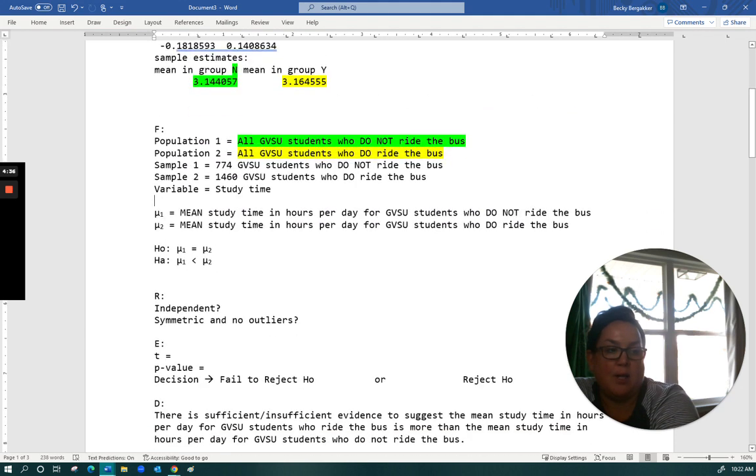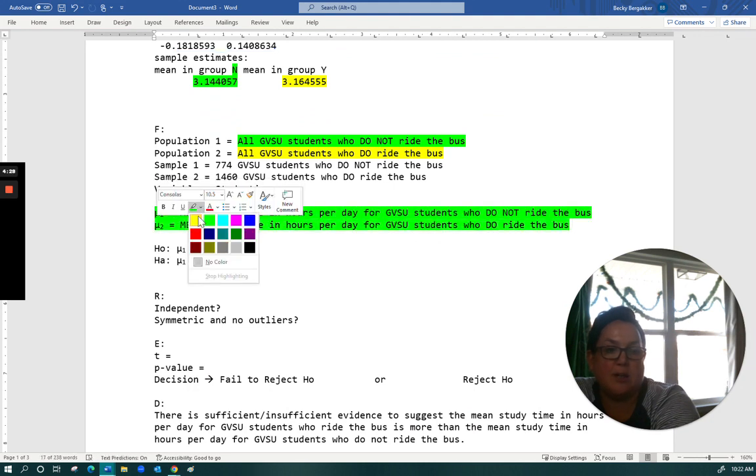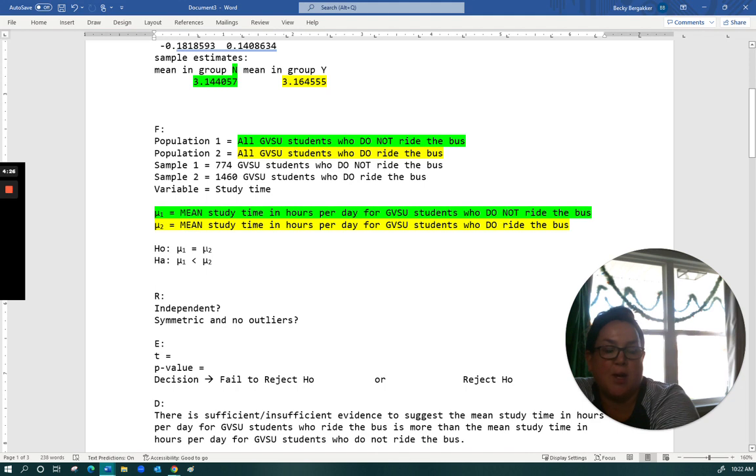And then again, we're going to coincide. My mu 1 is going to be that green, and then mu 2 is the yellow, which, because do not is first and we want it to be the smaller of the two, that's how I got that. We do know that they're independent because I wouldn't expect that time to study would impact one group versus the other group.